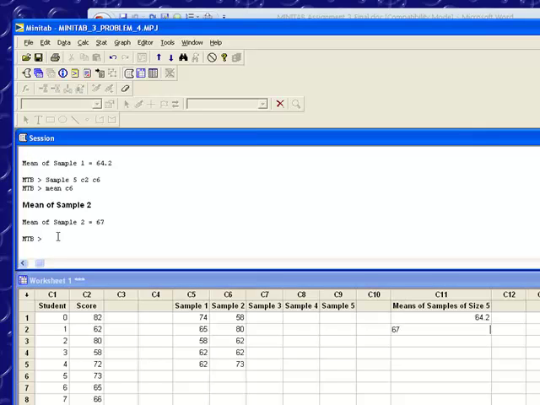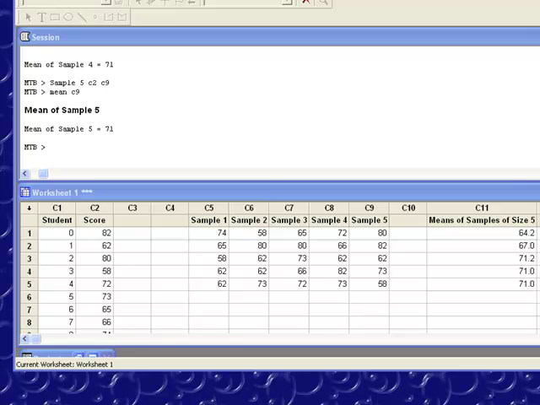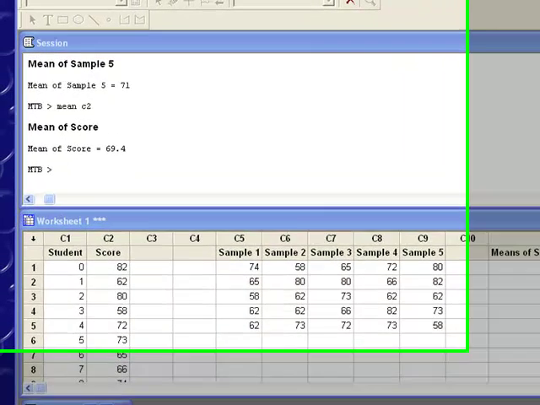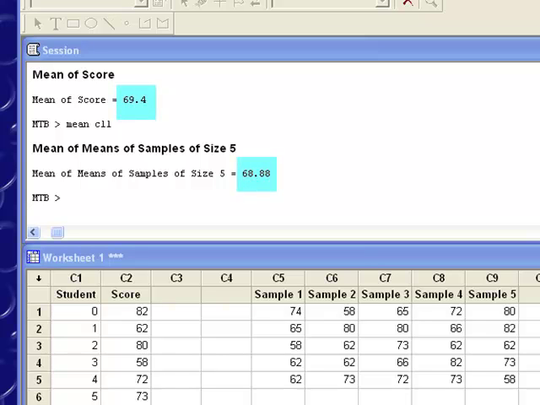All of this that I have in the sessions window, I'm going to eventually have to copy into my report. So I've taken samples of size 5, I've calculated the means, and I put them into C11. Also part of the problem asks for the mean of the population, which is 69.4. Now let's look at the mean of C11, our sampling distribution. It is almost 69. We haven't even exhausted how many different samples of size 5 there are, but we're getting awfully close with just 5 of the samples. So the sampling distribution does get us pretty close to the mean.